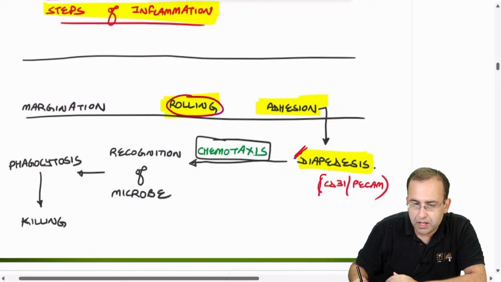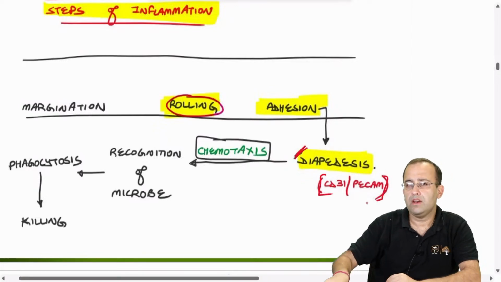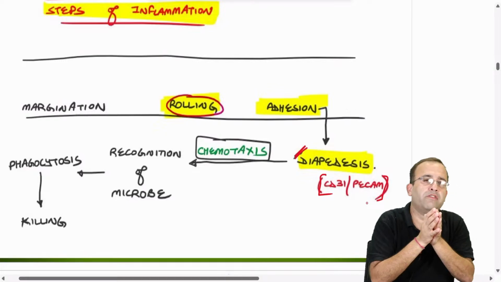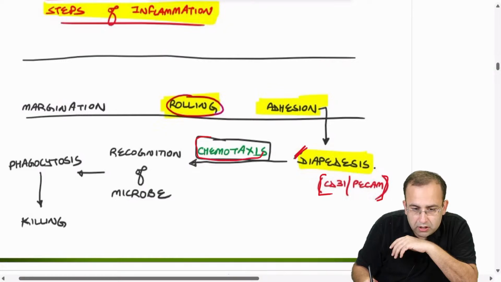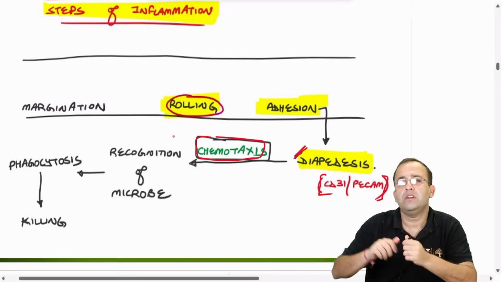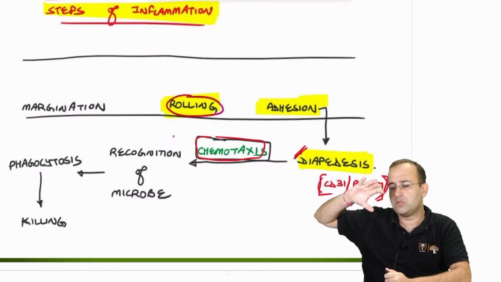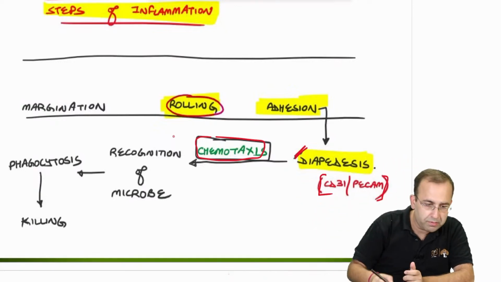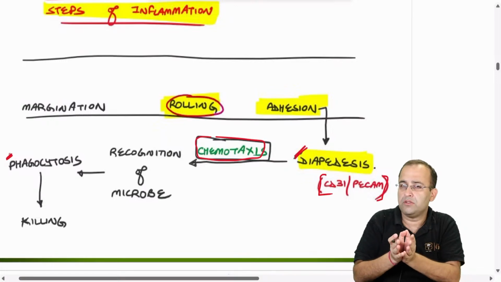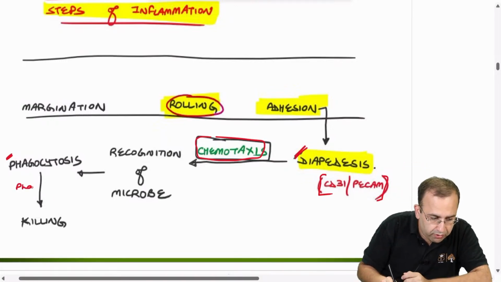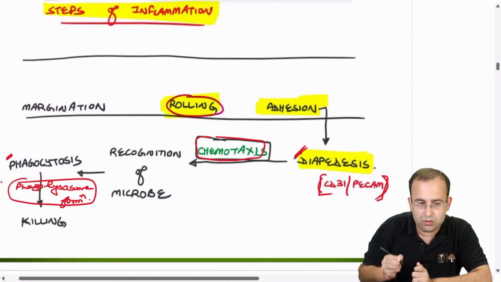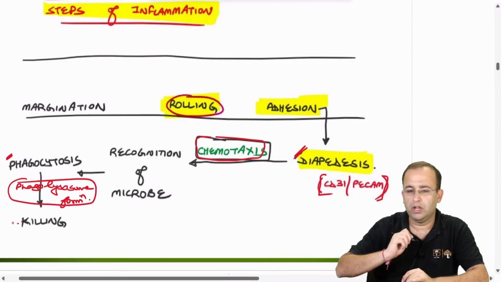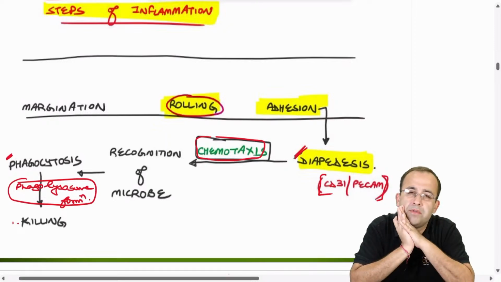Diapedesis is mediated by CD31 or PECAM. After coming out, it has to go to the site of inflammation. Chemotaxis. After reaching the site of inflammation, there is recognition of the microbe. It has to recognize that this is the microbe, followed by eating it up. Phagocytosis, phagolysosome formation. The phagocytosed material binds with the lysosome. Phagolysosome formation in turn leads to killing. These are the steps of inflammation.